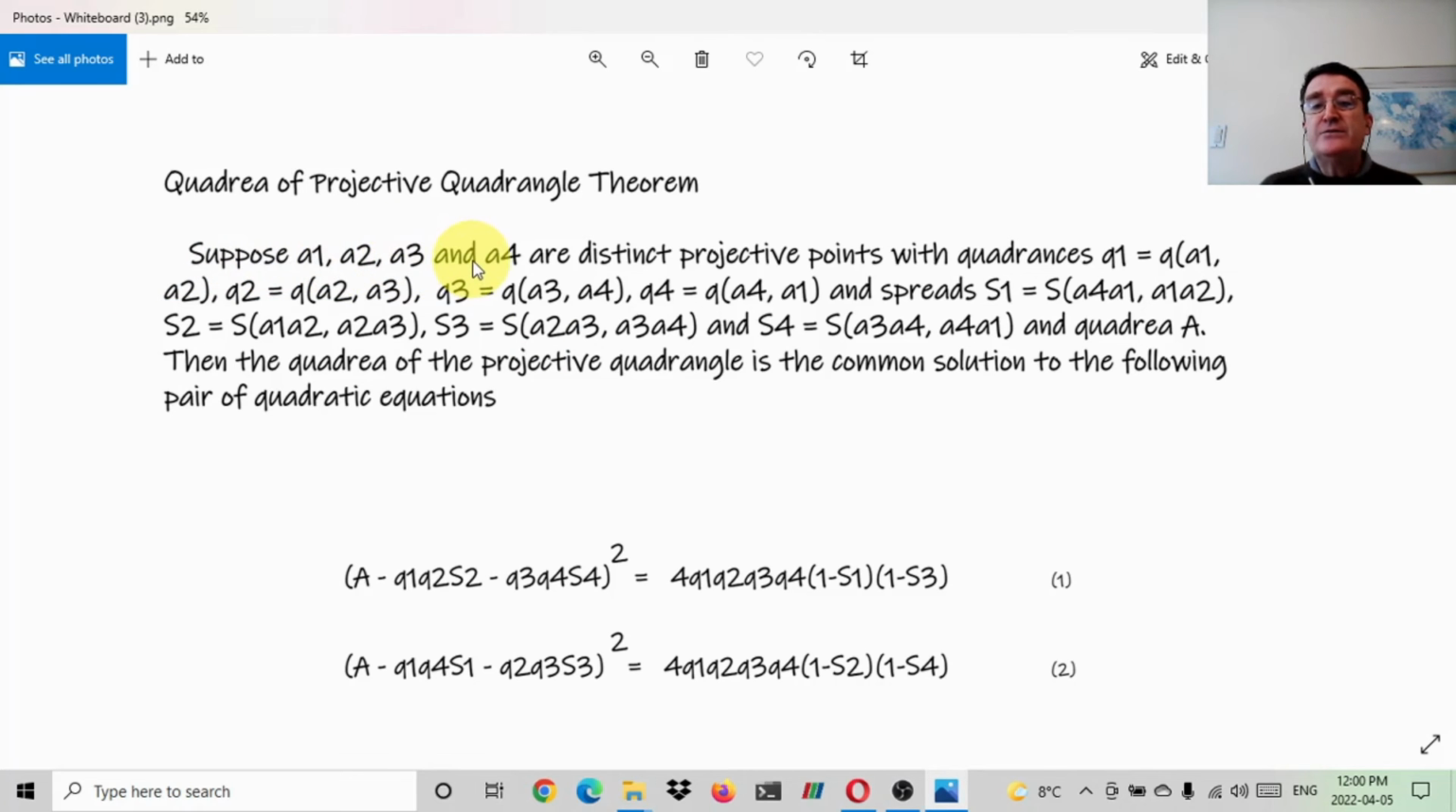Suppose A1, A2, A3 and A4 are distinct projective points with quadrances Q1 equal to Q of A1 and A2, Q2 the quadrance between A2 and A3, Q3 the quadrance between A3 and A4, Q4 the quadrance between A4 and A1, and spreads S1, which is the spread between A1A4 and A1A2, S2, the spread between A1A2 and A2A3, S3, the spread between A2A3 and A3A4, and S4, the spread between A3A4 and A4A1, and quadrea A. Then the quadrea of the projective quadrangle is the common solution of the following pair of quadratic equations.